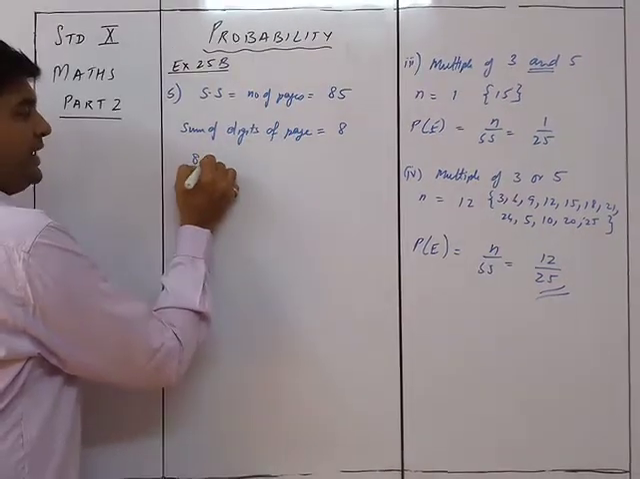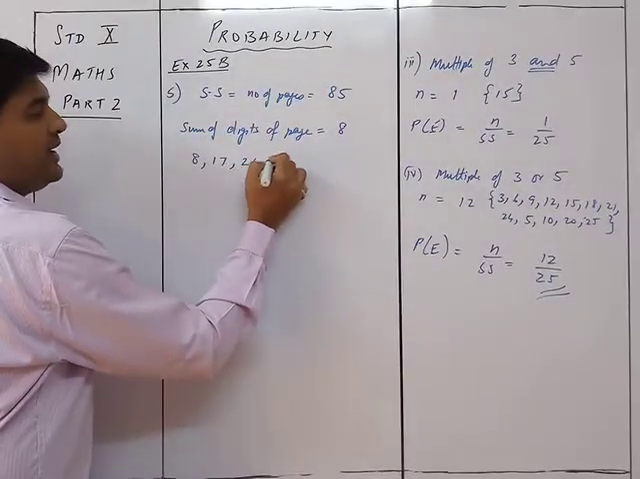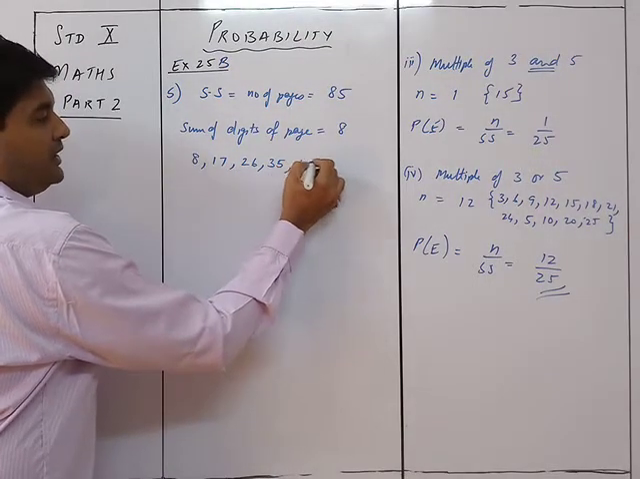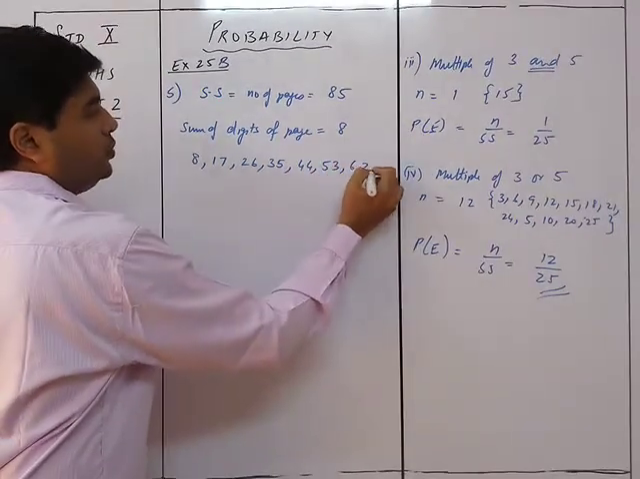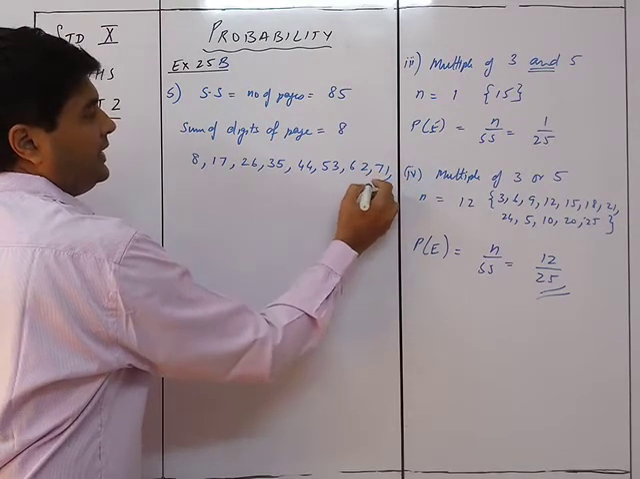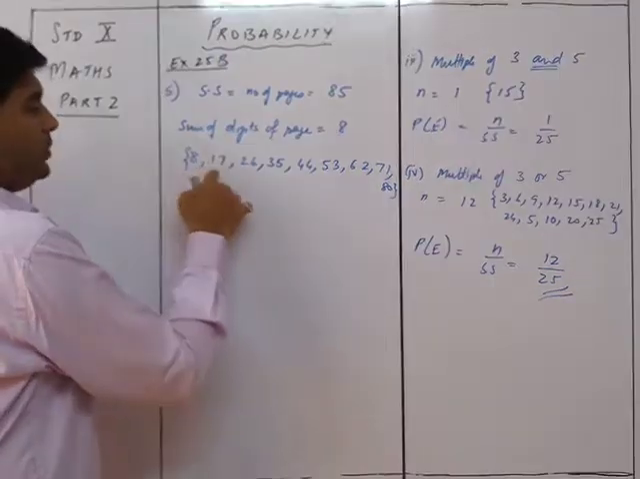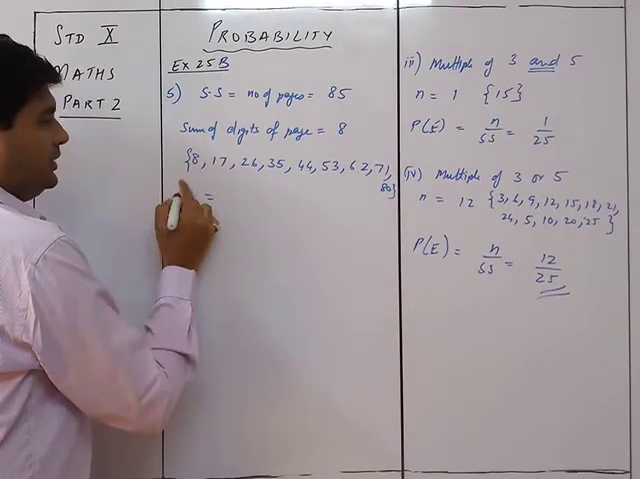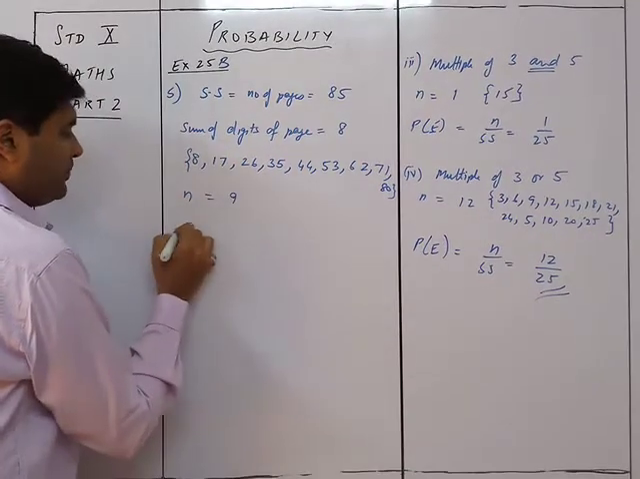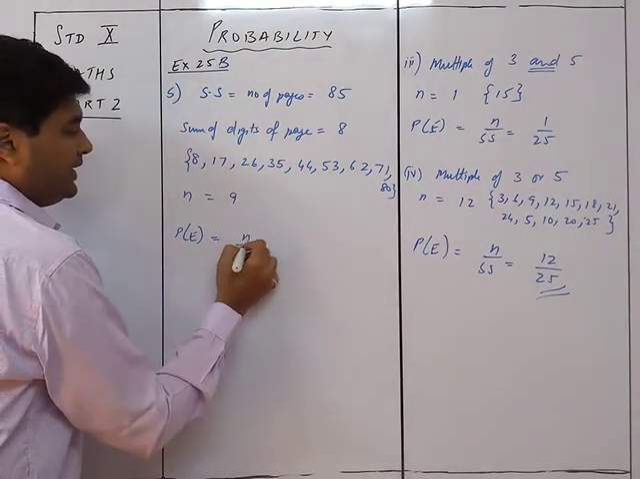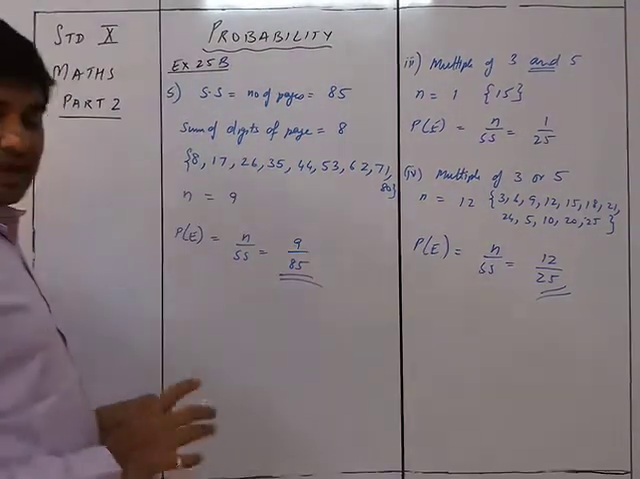What could be the options? It could be only page number 8, page number 17, then 26, 35, 44, 53, 62, 71 and 80. So n is equal to 1, 2, 3, 4, 5, 6, 7, 8, 9. So it will be 9. Therefore P(E) will be equal to n upon S. That will be 9 upon 85. That will be the answer.